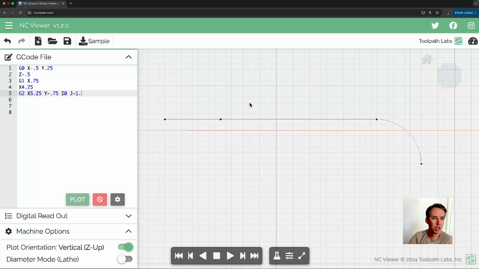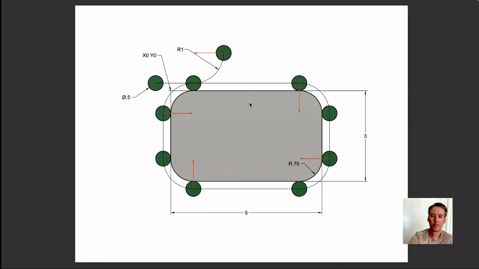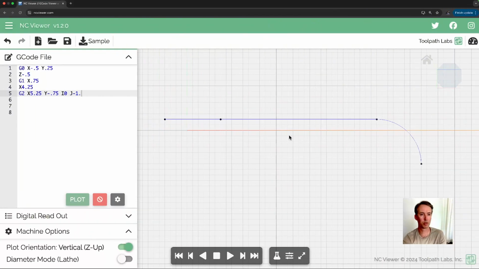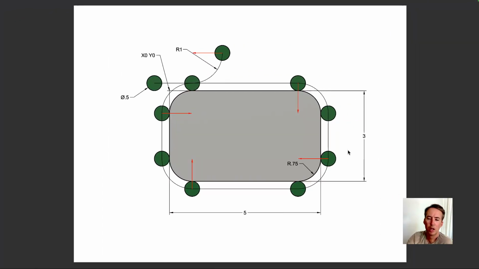So just like G1 and G0, G2 and G3 are modal codes. So our next movement is linear. So we got to switch back to G1. And then where are we going to?